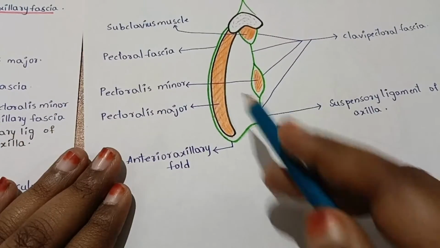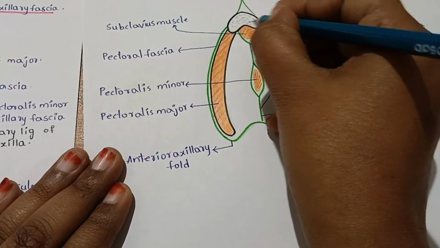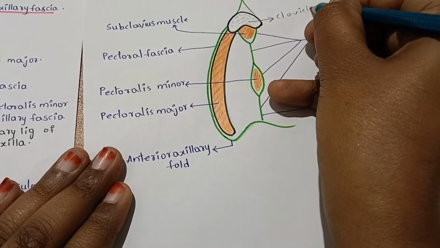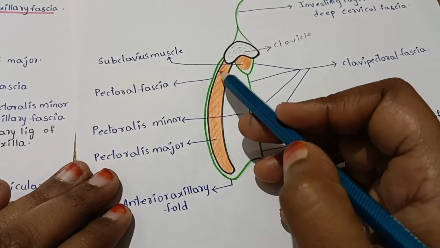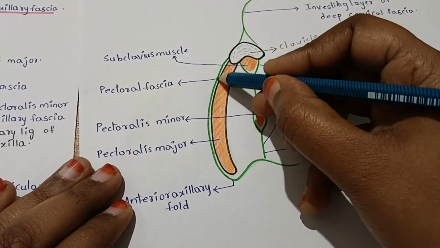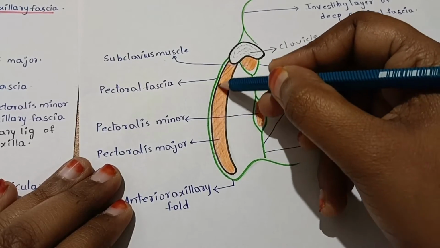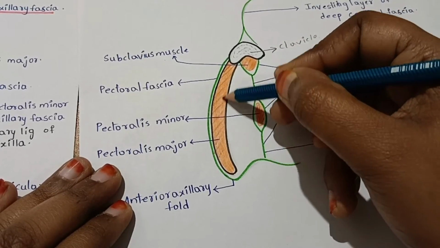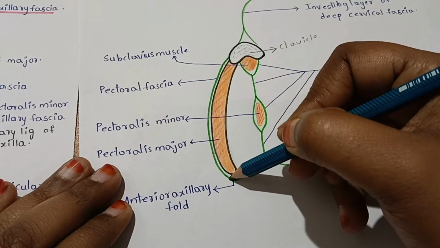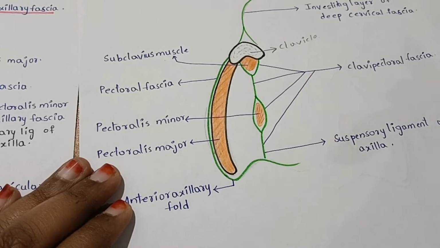Superiorly, this is the clavicle. Superiorly it is attached to the clavicle. As I said, this fascia is firmly anchored to pectoralis major. This is the pectoralis major muscle. The pectoral fascia is firmly anchored to the pectoralis major.